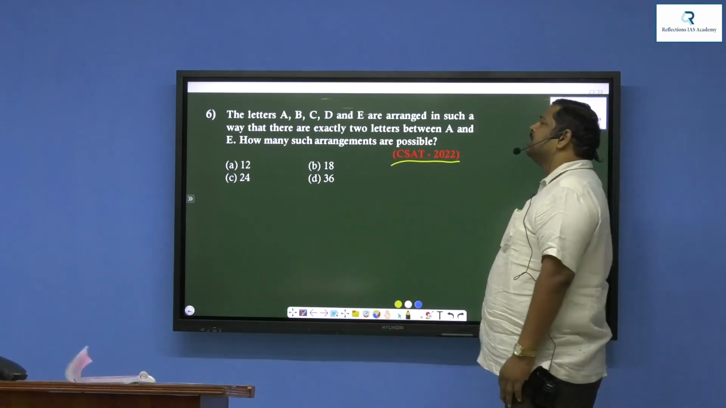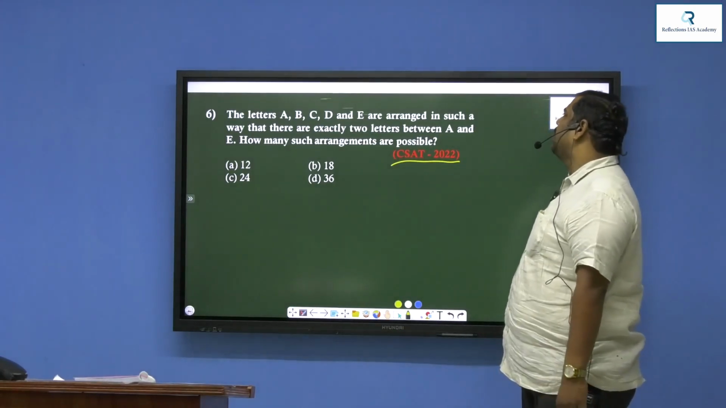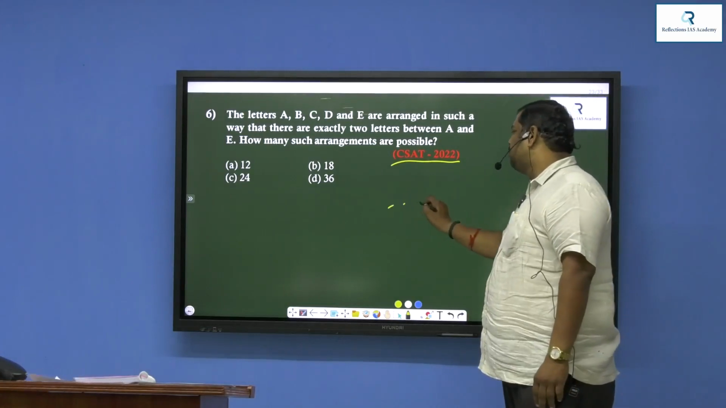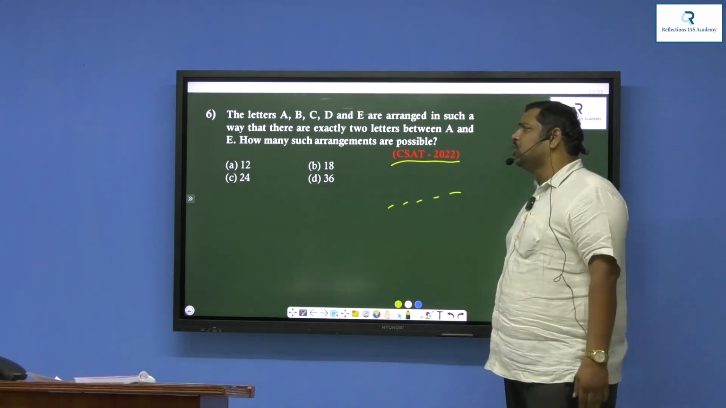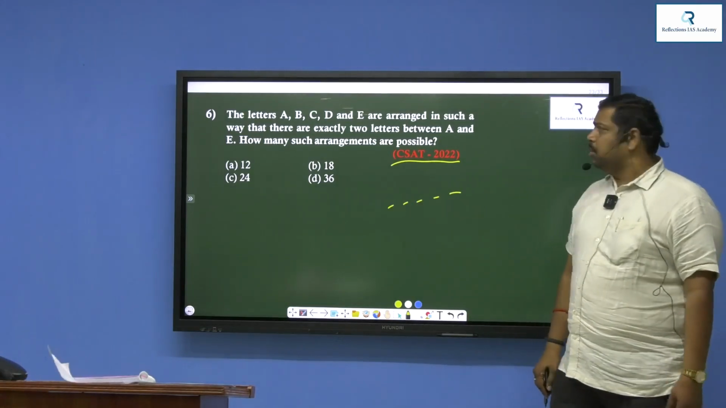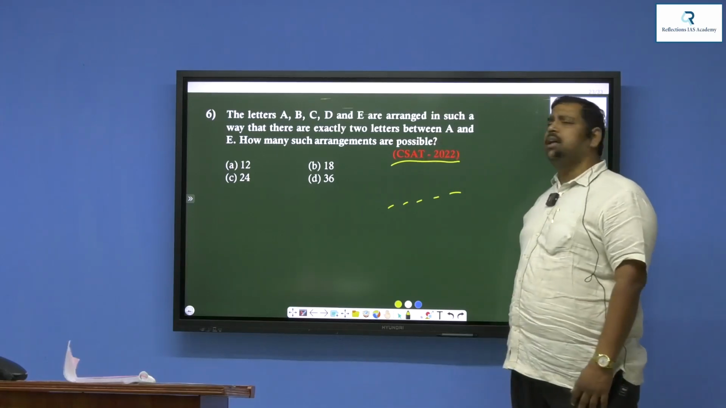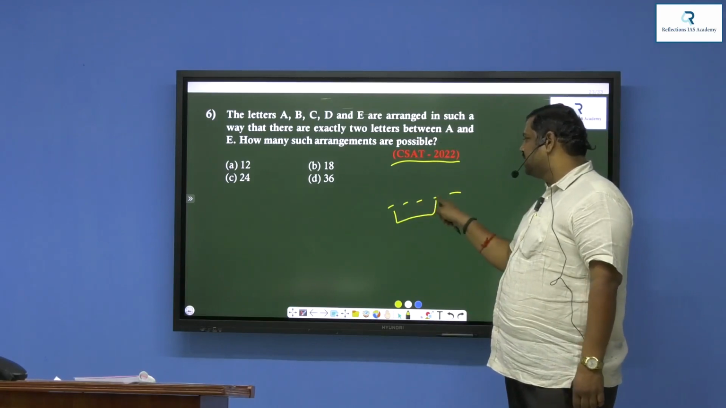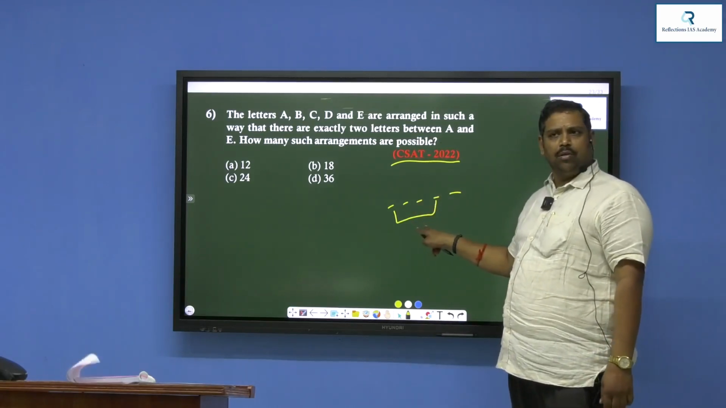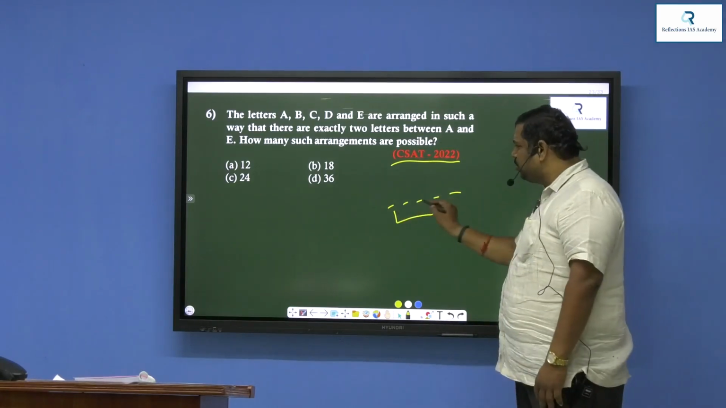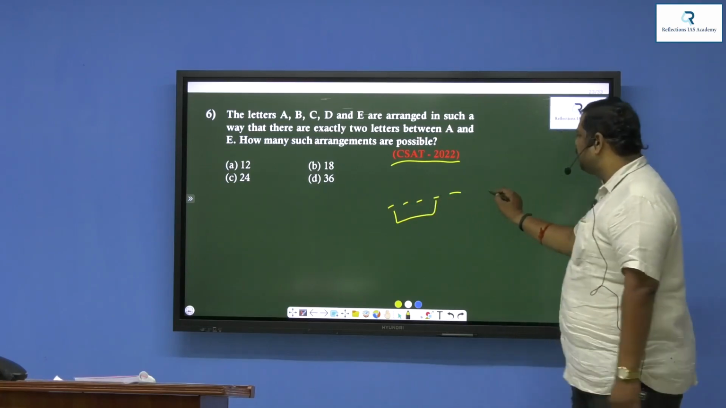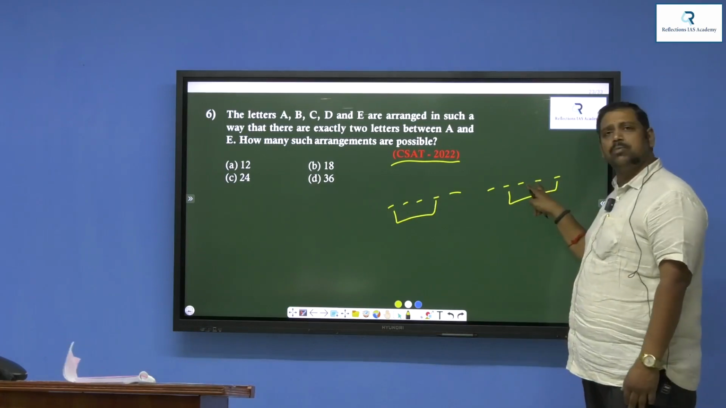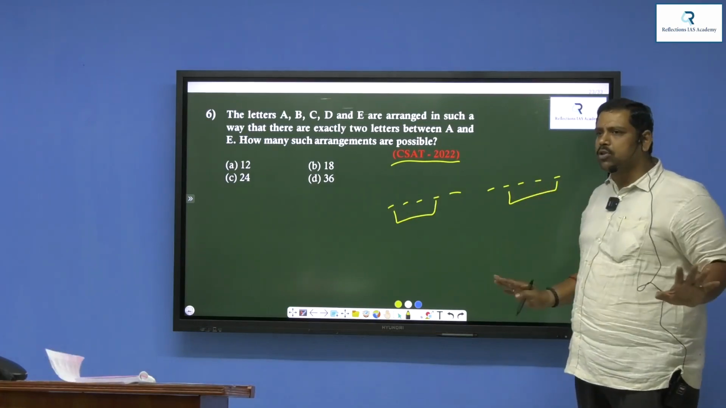Great. Come to here. The letters A, B, C, D and E are arranged in such a way that there are exactly 2 letters between A and E. So total 5, sir. These need to be arranged, so it is permutation. Between A and E, how many letters should be there? 2. Okay, means A and E may occupy these 2 places. Yes or no? Sir, why should you give these 2? So other possibilities, sir. These two can be occupied by A and E. Between two is possible, right? So total two arrangements are possible.